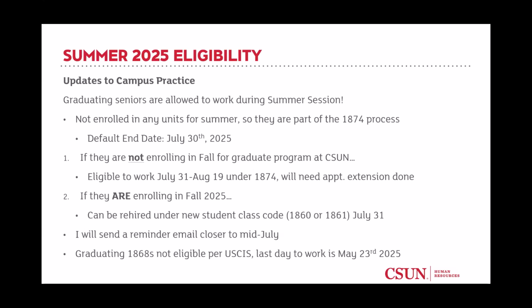And a final note: 1868s would not be eligible for this provision to allow them to work during the summer. If they are 1868 and they are graduating seniors, completely finished, have received their degree and are not enrolled in anything, the last day they can work is the last day of the semester, which is May 23rd, 2025.